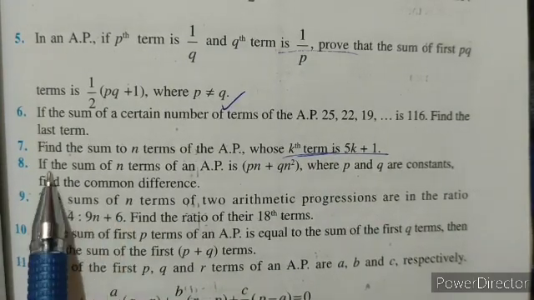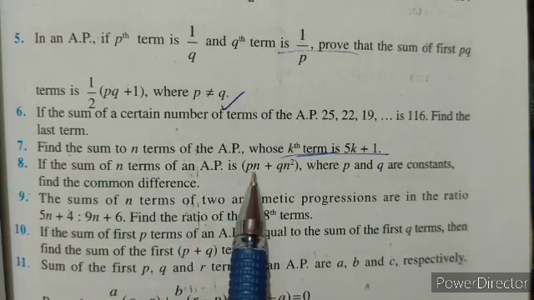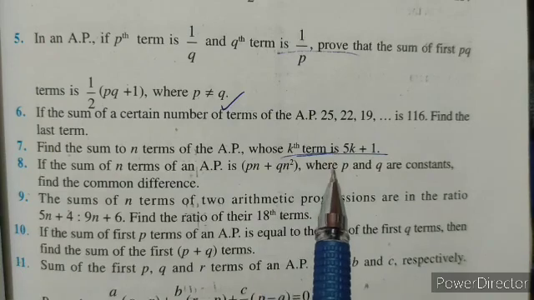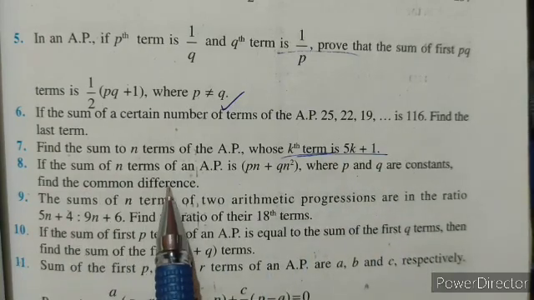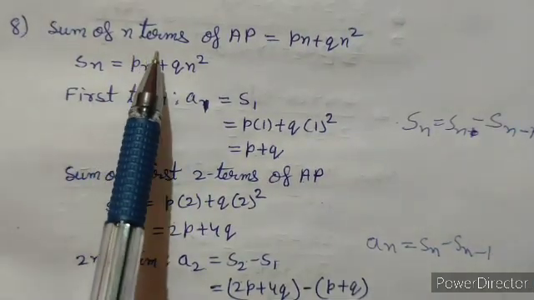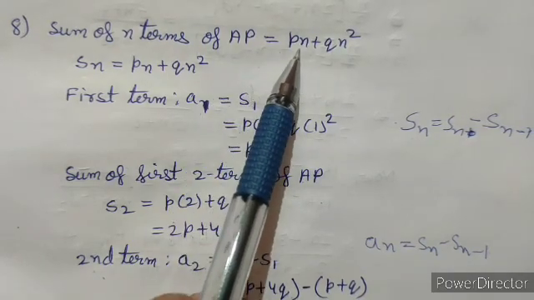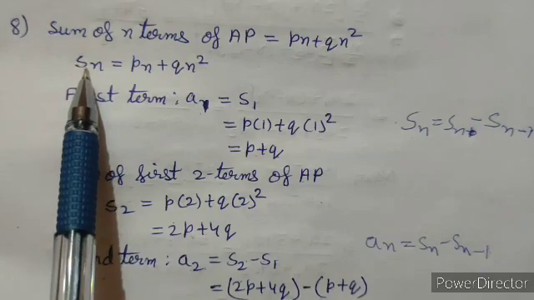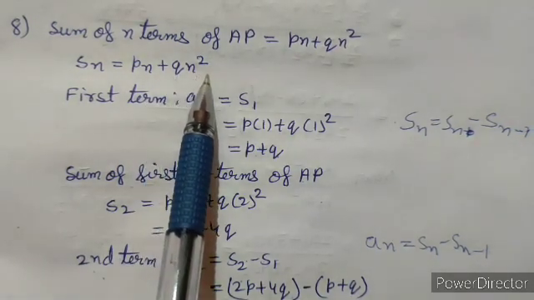Now in question number 8, if the sum of n terms of the AP is given by Pn plus Qn square, where P and Q are constants, then we have to find out the common difference of the AP. Now here the sum of the n terms of the AP is given to us, that is Pn plus Qn square. That means Sn is equal to Pn plus Qn square.